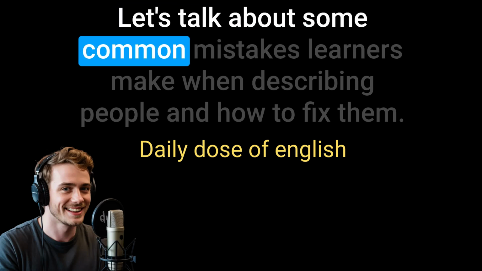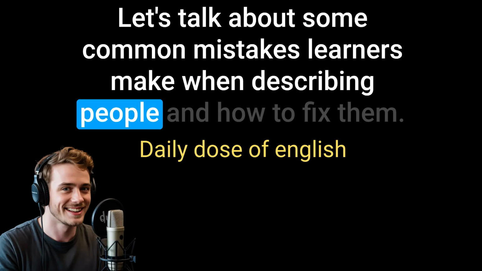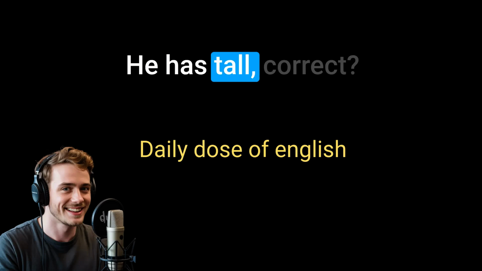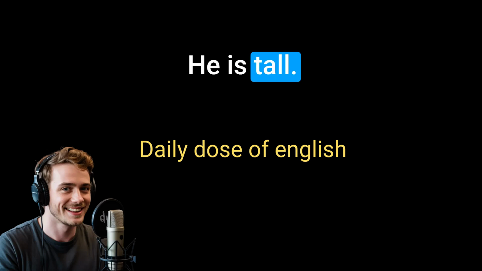Let's talk about some common mistakes learners make when describing people and how to fix them. Mistake 1. He has tall. Correct, he is tall. Now you repeat.